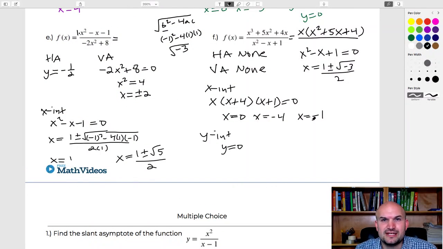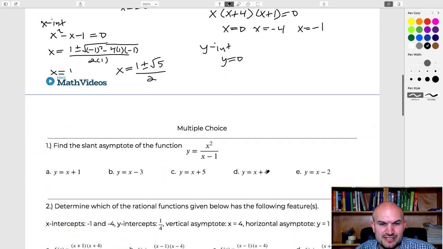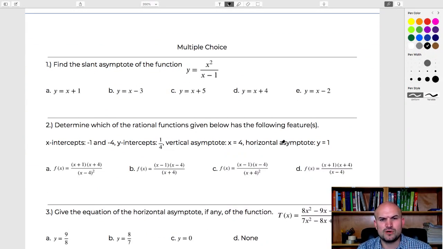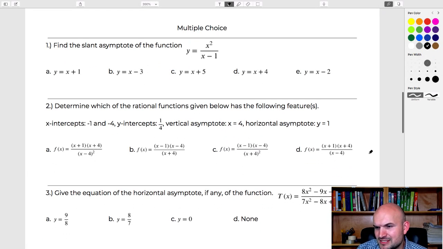So, all right, I'm just going to take a quick little break here. I'm already over my time limit, but I do want to get to these multiple choice questions. They shouldn't take me too long. So if you want to go ahead and work on these, that's awesome.